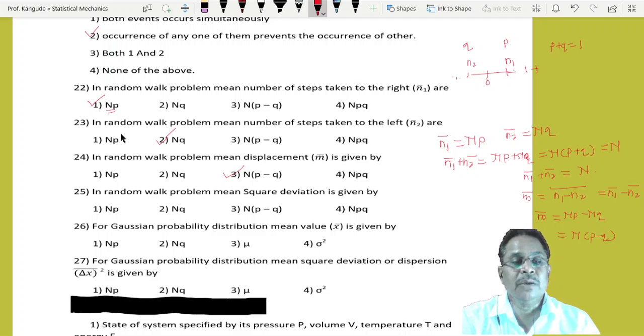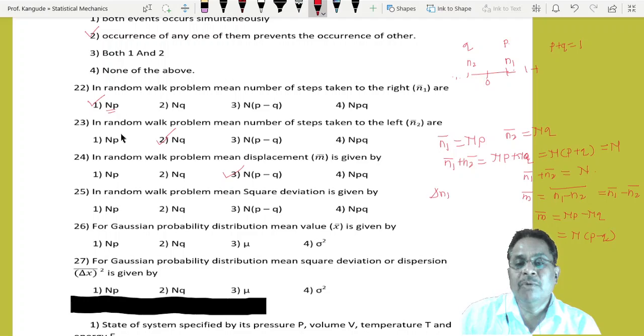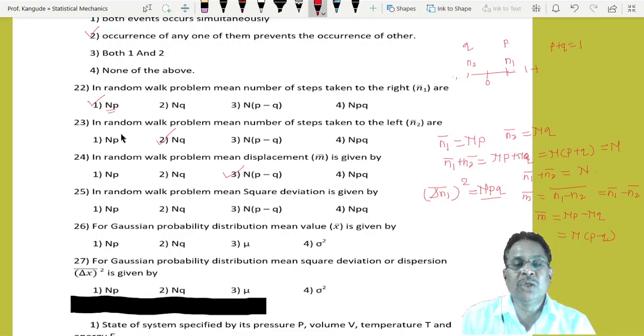Now question number 25. In the random walk problem, the mean square deviation is given by delta n1 bar square. So this is called the mean square deviation, and the correct answer for this mean square deviation is given by the product of capital N into p into q. So npq is the product that gives you the mean square deviation in the case of the random walk problem or the binomial distribution.